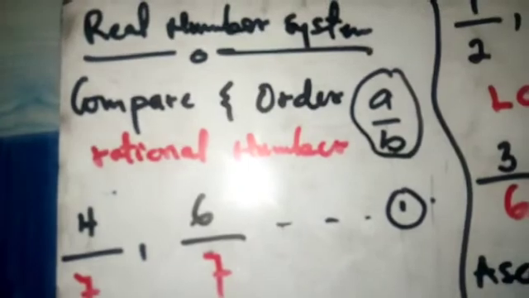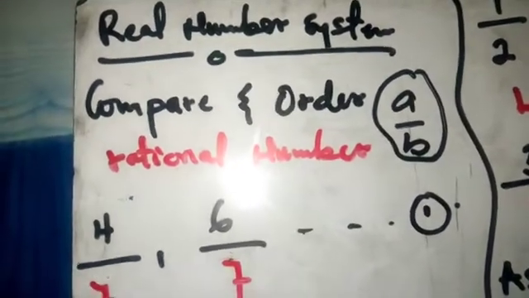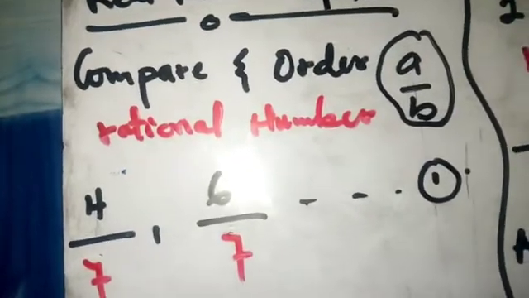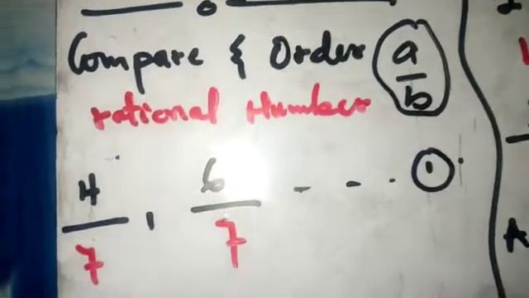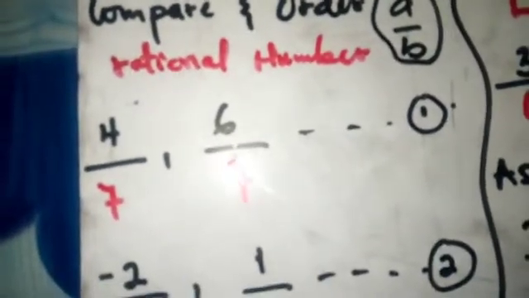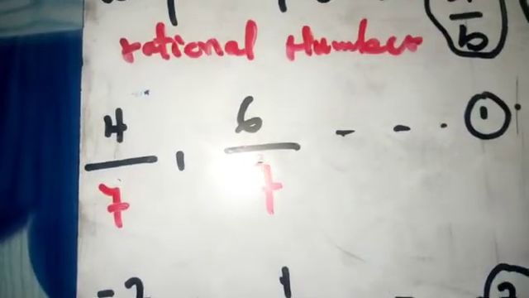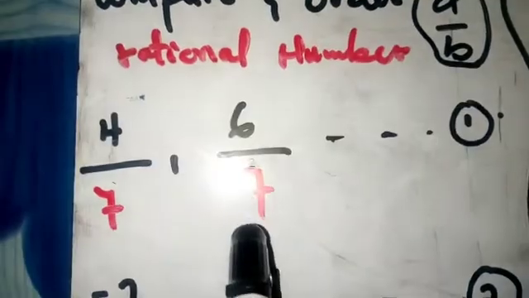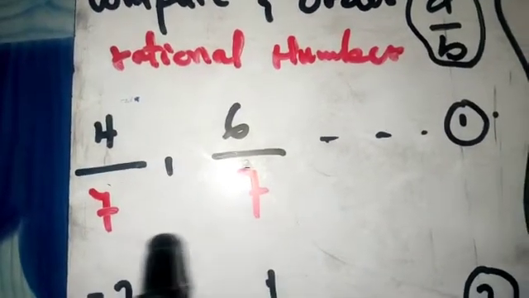So how do you do that? What I mean by order and compare is that we move from the smallest to the largest, or from the largest down to the smallest. I will demonstrate that with this simple example: 4 over 7 and 6 over 7. These are two rational numbers.